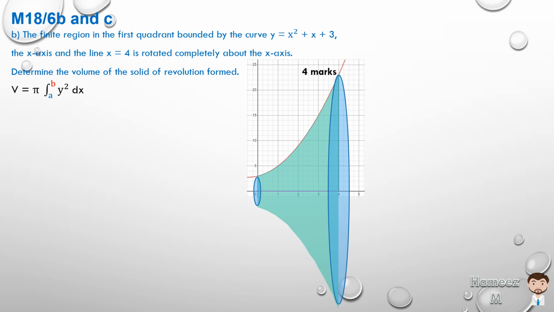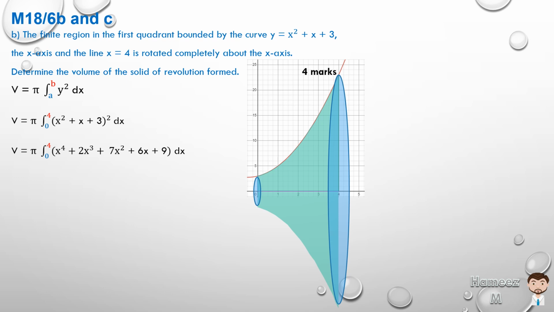And if we substitute for y, which is given above, it will give us pi times the integral of x squared plus x plus 3 all squared between the limits of 0 and 4. The easiest way to work this out might be to expand that. So x squared plus x plus 3 all squared will give us x to the 4th plus 2x cubed plus 7x squared plus 6x plus 9 with respect to x.